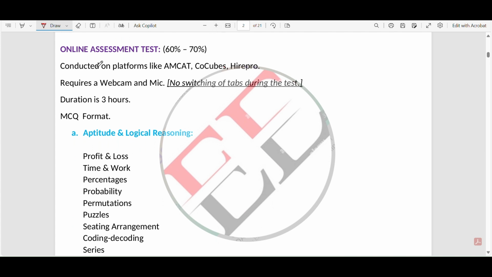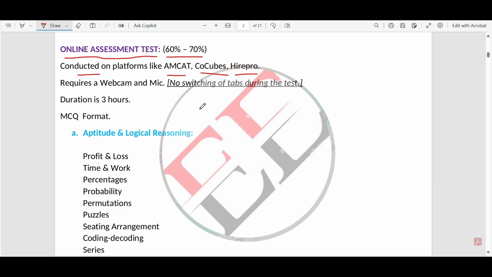Pattern of the test. First, we are having the online assessment test. Here you need to score at least 60 to 70%. This online assessment test will be conducted online itself, virtually. You will be given a test link and user password. You have to log in there. The platforms would be AMCAT, GoCubes, and Hive Pro. You enter your username and password, and then you will get the test.